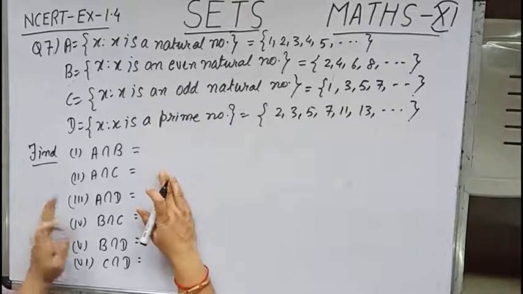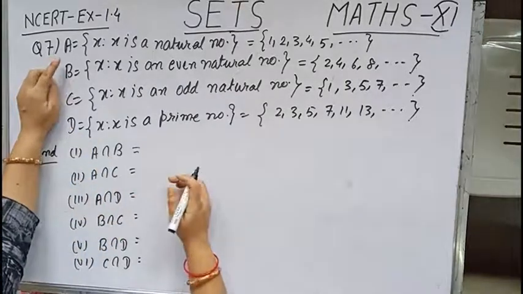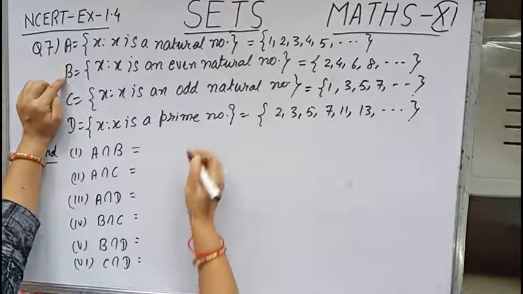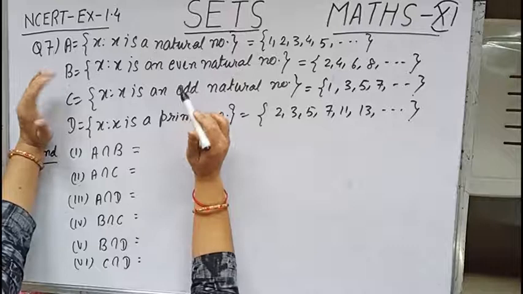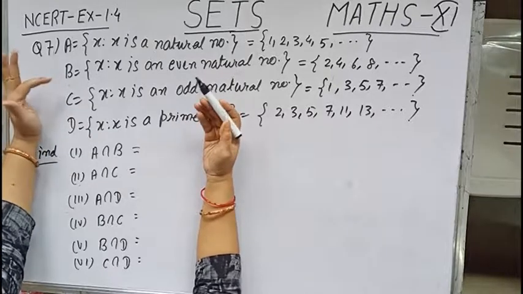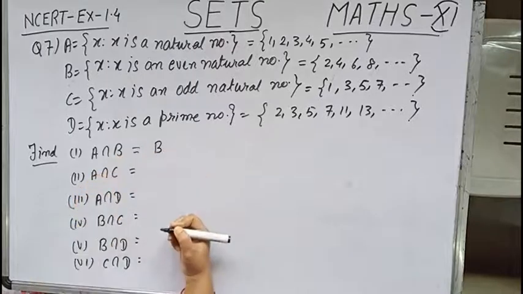Now what we have to do is to find A intersection B. While finding A intersection B, we can see that each even number is a natural number, which means the set B is contained in the set A. So obviously A intersection B will be equal to the set B.